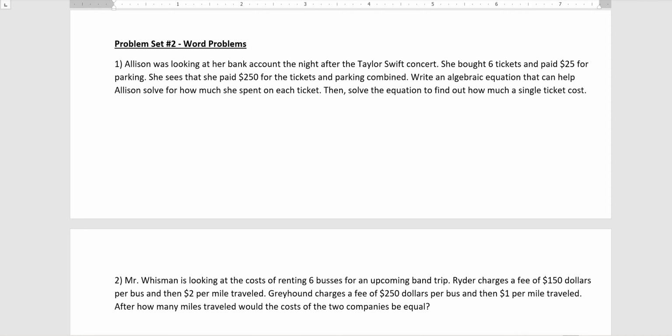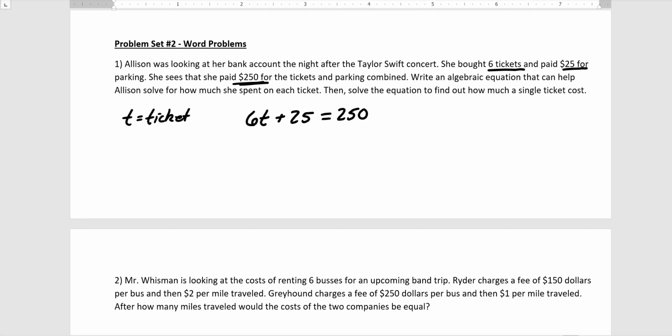Awesome. So let's define our variable first. We want to know the cost of a single ticket, so we'll say T equals ticket. Building this equation, we can see she bought 6 tickets, so 6T. She also spent $25 for parking, so add 25 to her total cost. So there's all the money she spent, and we know that that total amount is $250. That's the algebraic equation that we can use.